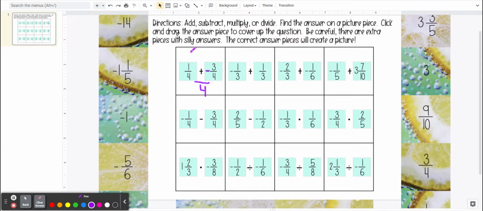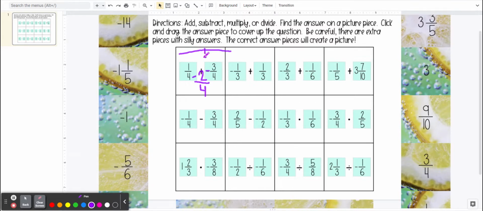So we can play tug of war. We have a positive team with 1 and a negative team with 3. So the negative team is going to win, so we're going to have a negative answer. How many more are on the negative team? Well, there's 2 more. 3 is 2 more than 1. So negative 2/4.